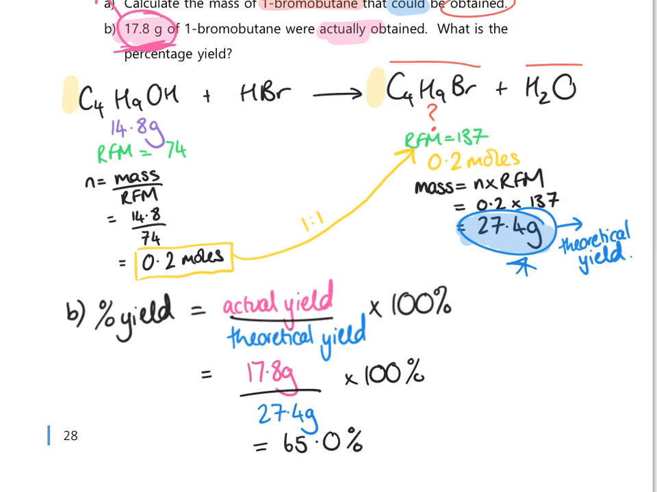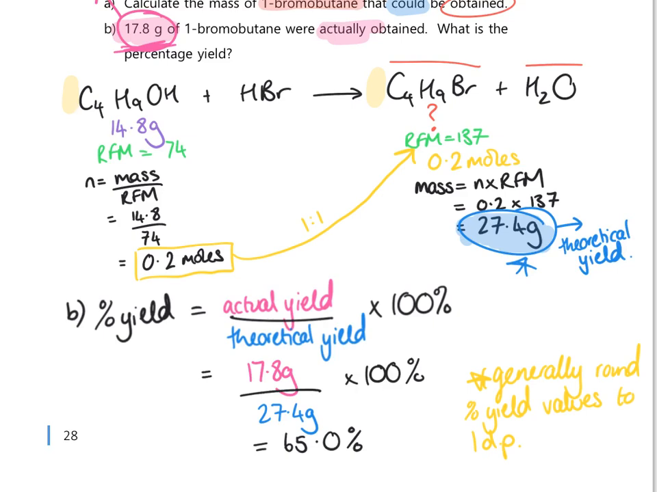65.0%. If you put that into your calculator along with me there, you should have got 64.9635, but generally round these answers to 1 decimal place. Generally round the percentage yield values to 1 decimal place.